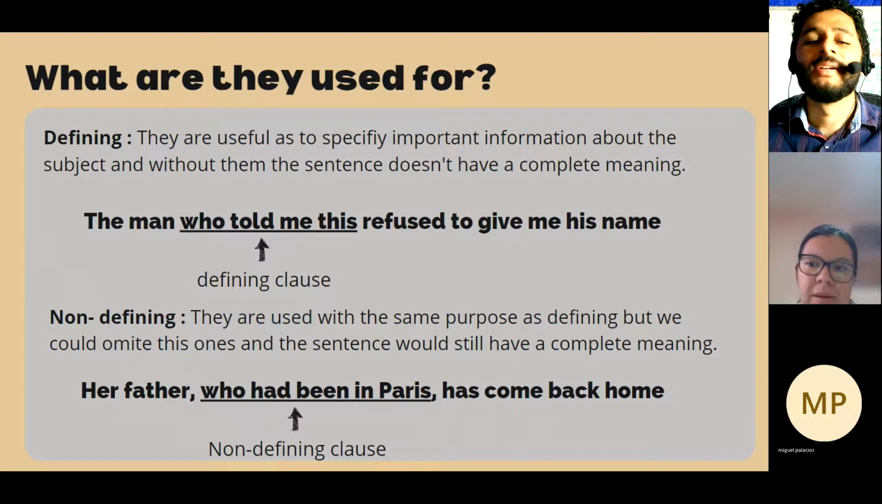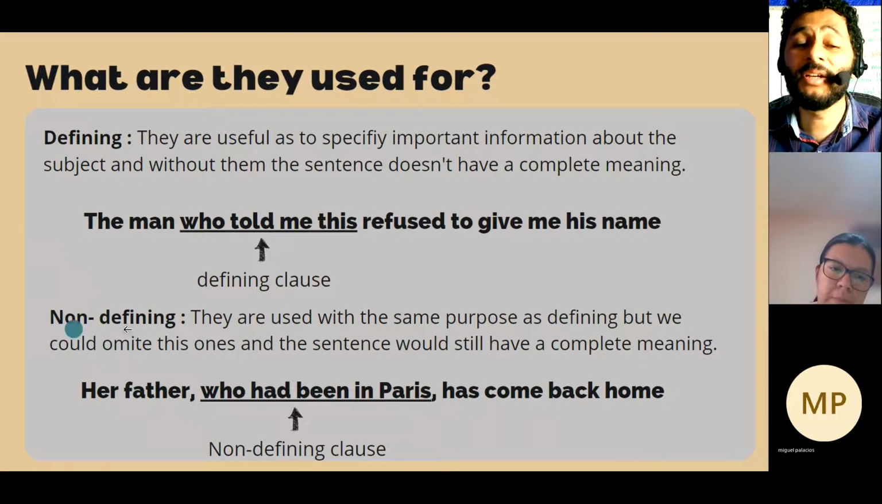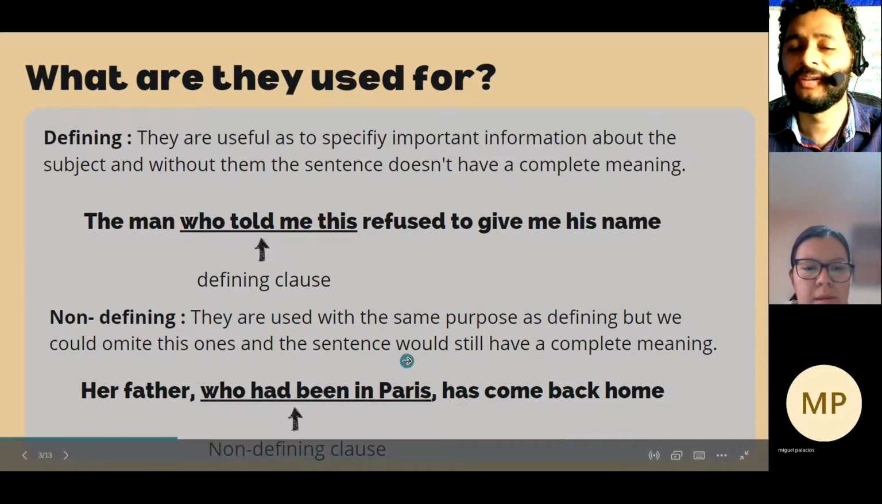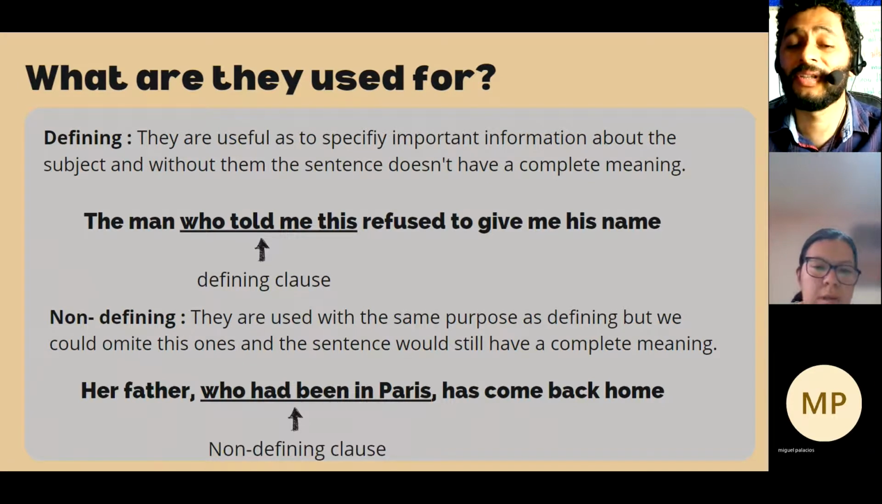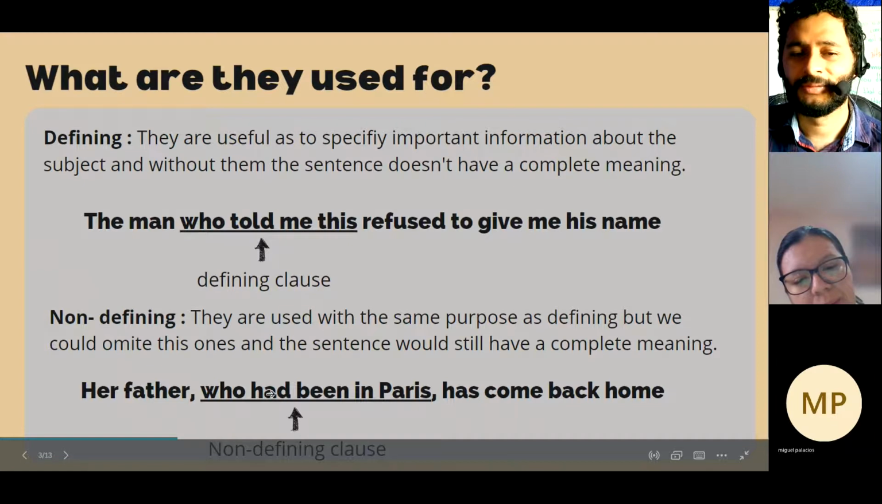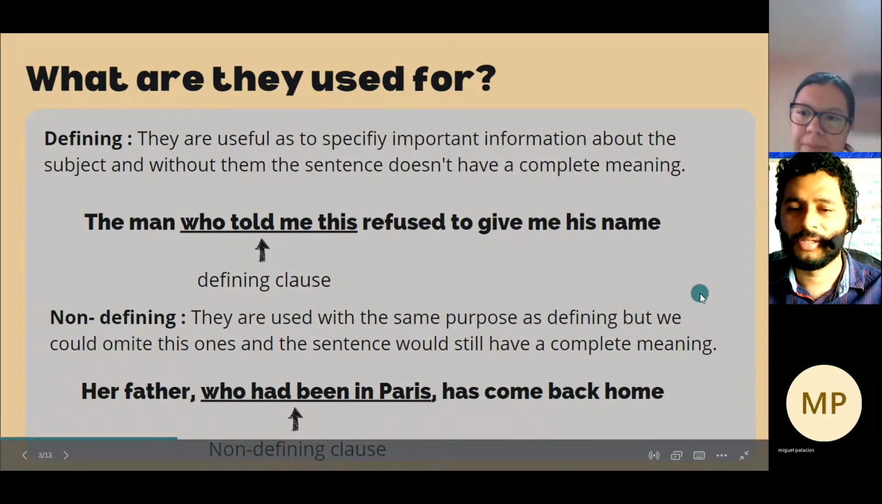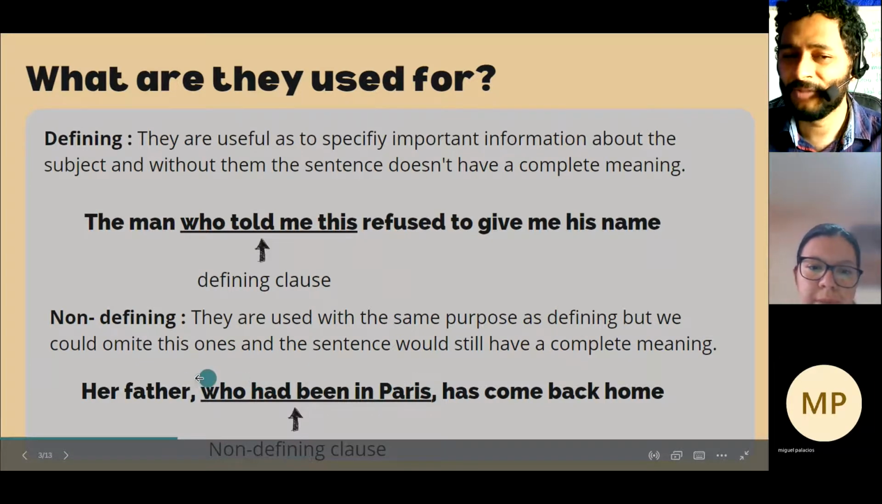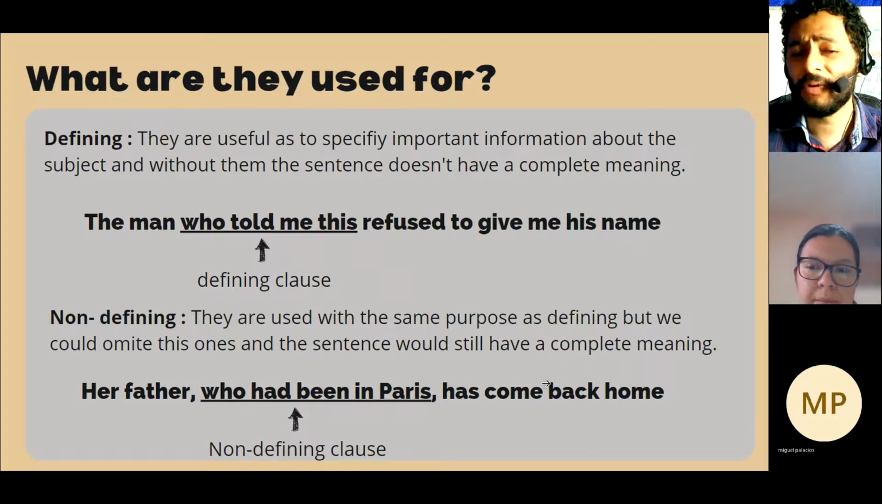Right? So, those are defining clauses, and then we have non-defining, which are used for the same purpose. The only difference is that non-defining clauses are not essential in the sentence. These ones are essential, but those ones right here, they are not essential. So we can put them out and you will still understand the meaning of the sentence, right? So how would you read this one? Her father, who has been in Paris, has come back home. Exactly. So if you put out who have been in Paris, the sentence would be complete. So her father has come back home, right? You cannot make any questions with that sentence. Ah, bueno, su padre ha regresado a casa.